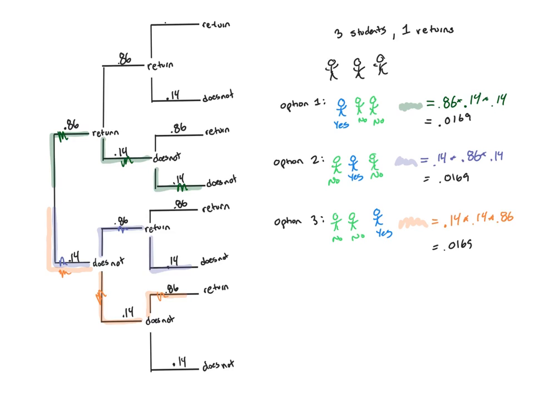And after I do that, the next thing I'll do is I'll add each of these 3 probabilities up. What this gives me is, out of a group of 3 students, what are the chances that one of them returns? And notice I have 3 different ways that can happen, so I'm adding up those 3 scenarios to get my overall probability.